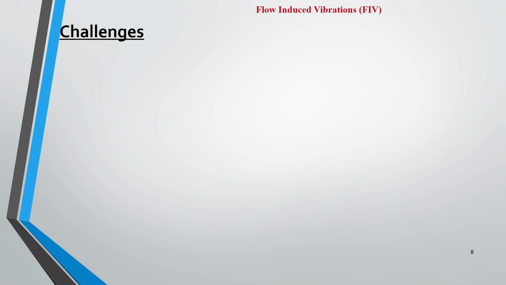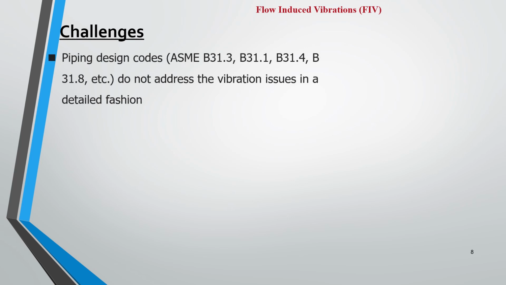Now, what are the challenges? If you know that the piping system is going to vibrate, then we should address it. But there are some challenges. So what are those? The main challenge is that the design codes, meaning the piping design codes based on which we design our system, do not address the vibration issues in a detailed fashion.